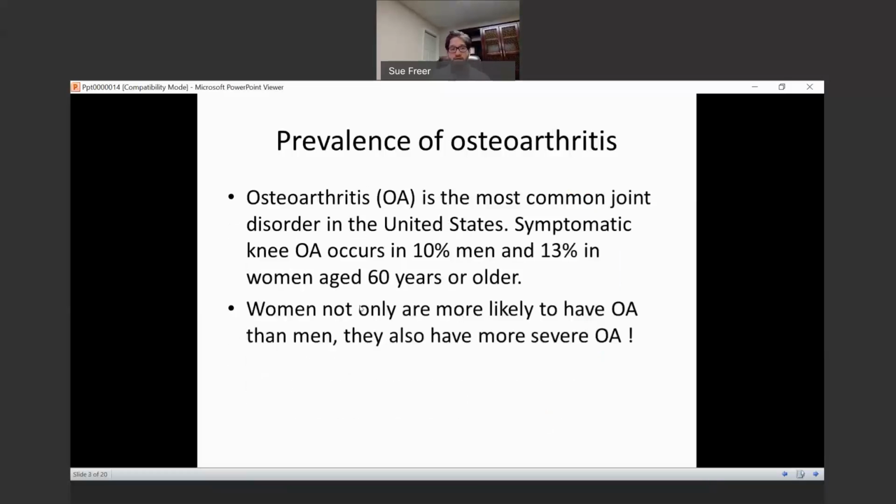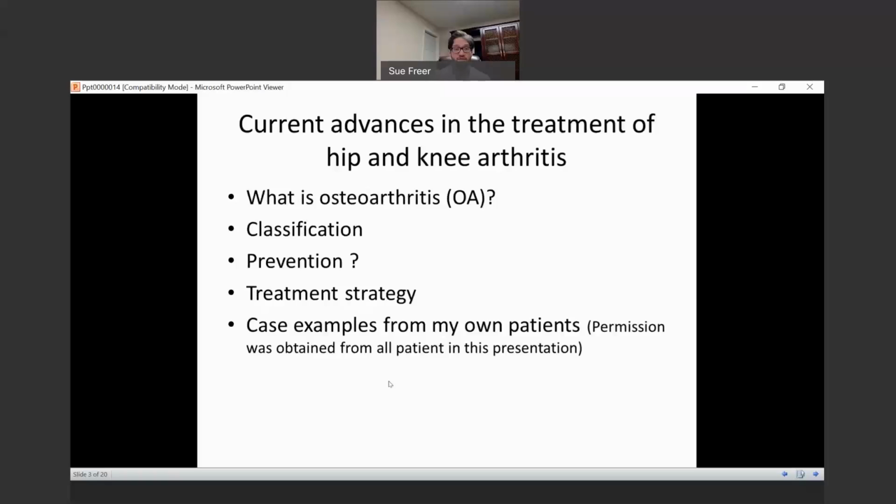The prevalence of osteoarthritis is one of the most common joint disorders in the United States. You can see that symptomatic men can be around 10% overall from the entire population, and 13% for women aged 60 and above. Some reports say that women are not only more likely to have osteoarthritis, but also have the severe form of osteoarthritis. I'll be talking about the current advances in treatment of hip and knee arthritis.